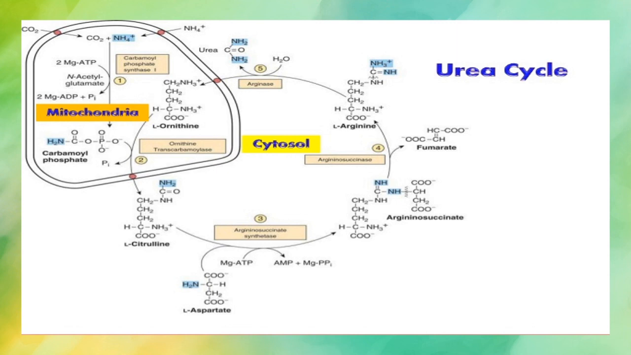The intermediate amino acids formed in the urea cycle, that is ornithine, citrulline, and argininosuccinate, are known as non-protein amino acids. Which ones? Argininosuccinate, citrulline and ornithine are known as non-protein amino acids. This is all about the urea cycle.